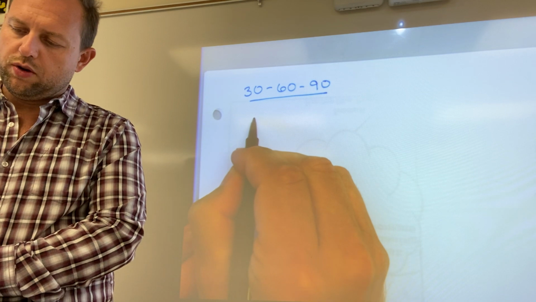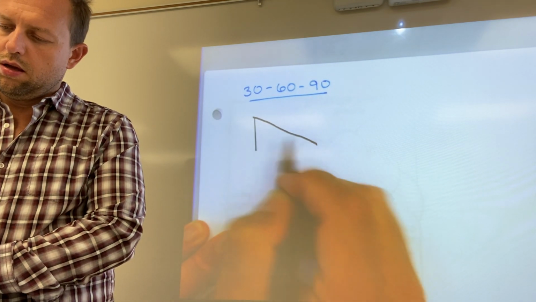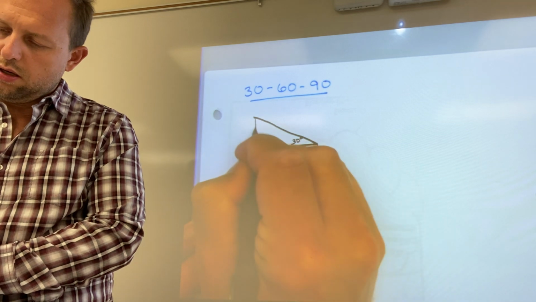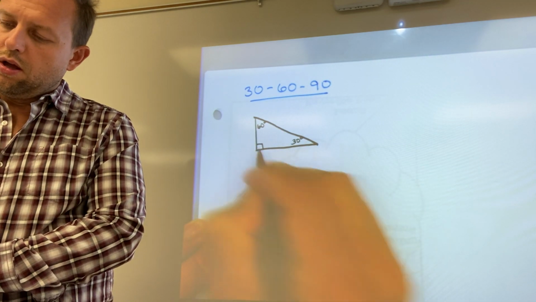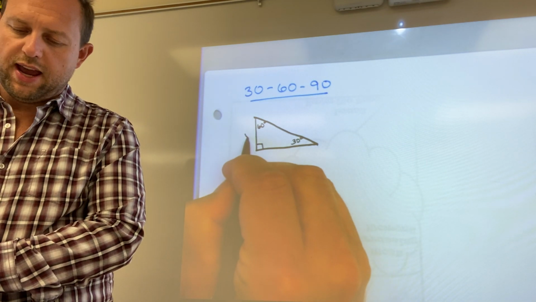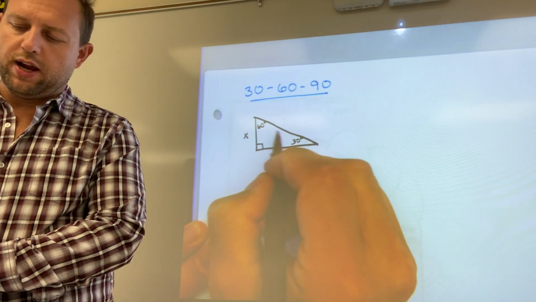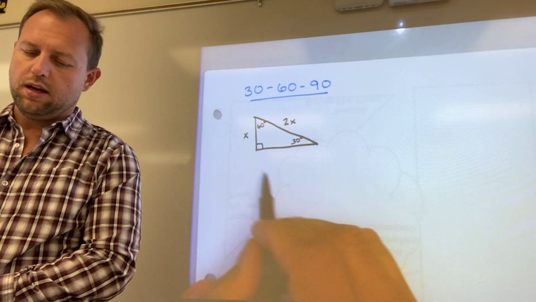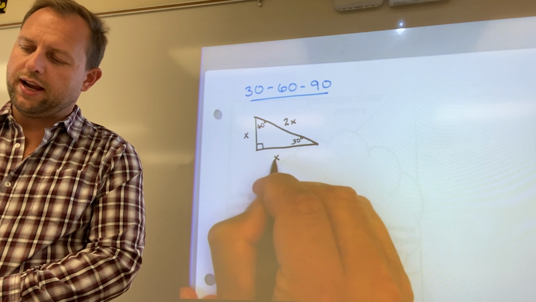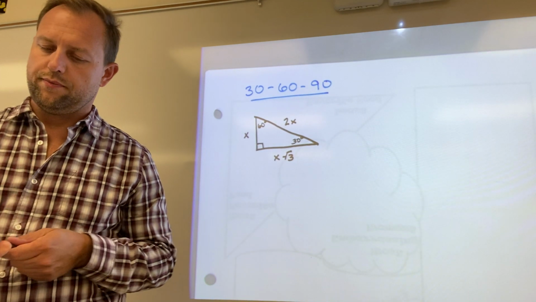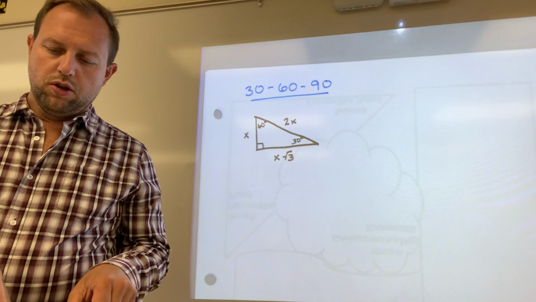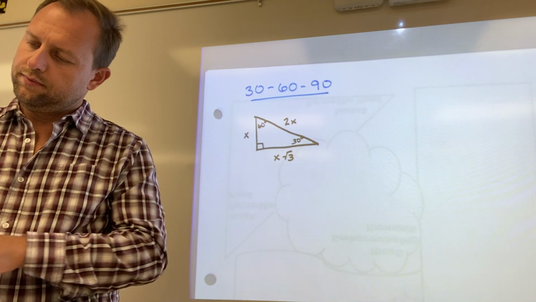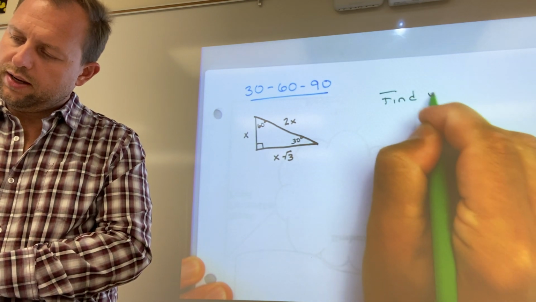And as you'll recall from geometry, in a 30, 60, 90 right triangle, the short leg of the triangle was x. The hypotenuse in that triangle actually becomes 2 times x, and the other leg is x root 3. So if we look at some examples of these triangles, find x, y.